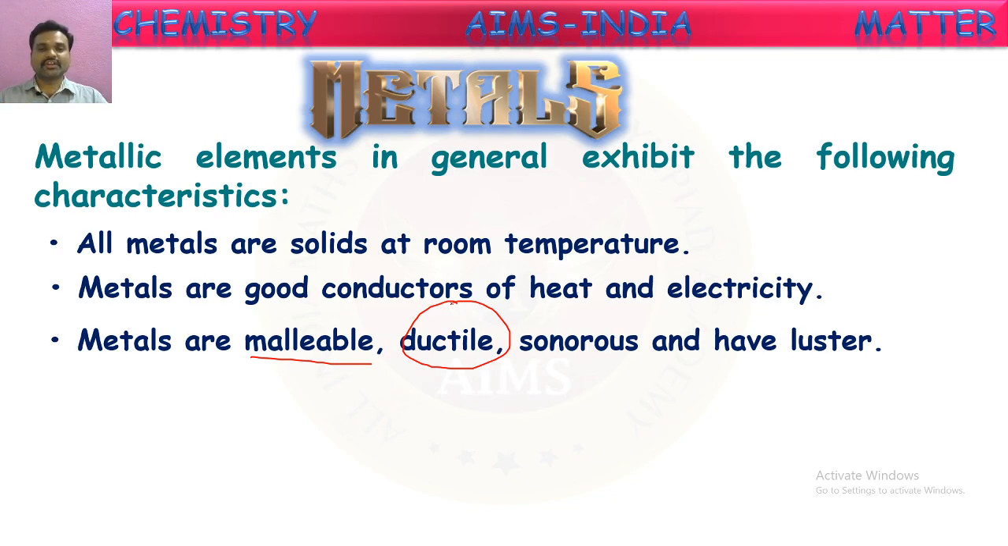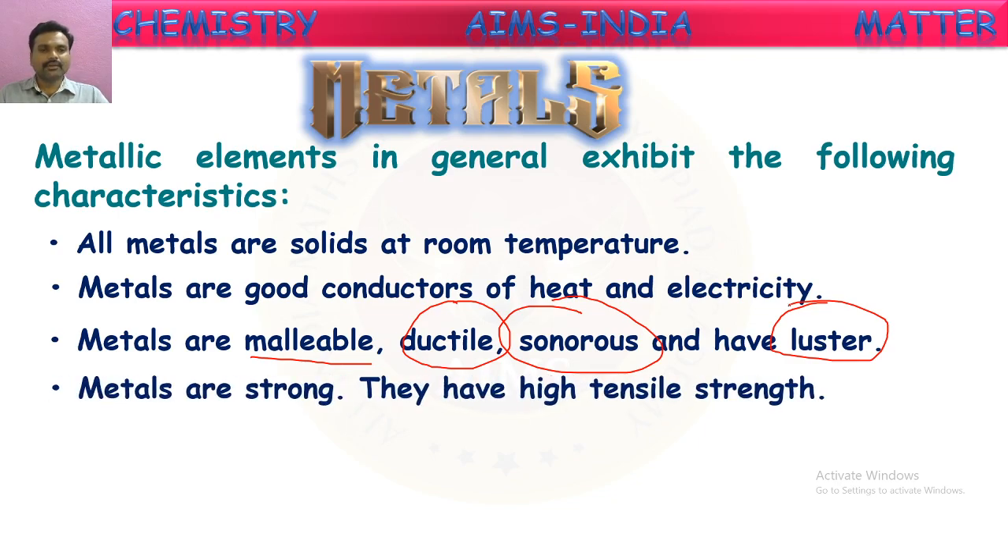Next one, sonorous. Sonorous means producing sound. In our schools, they use bells for ringing. So these metals can produce sound when they are hit with some object. That property by which they can produce sound is called sonority or the sonorous property. And luster. Luster means shining property. All the metals shine when they are in the pure form. On the surface they will have some luster. So these are the special properties of metals, right?